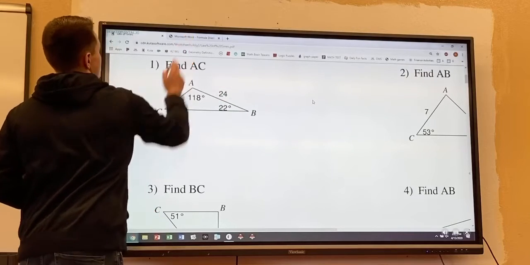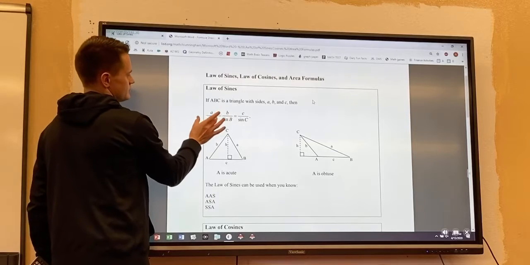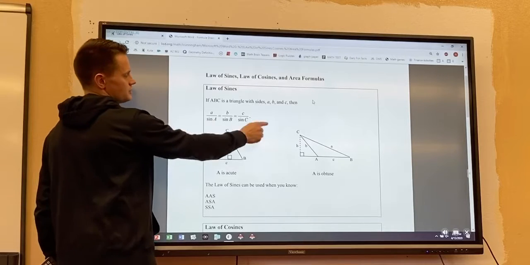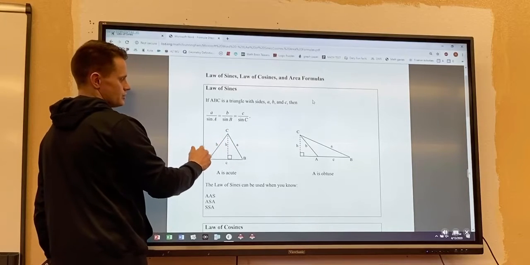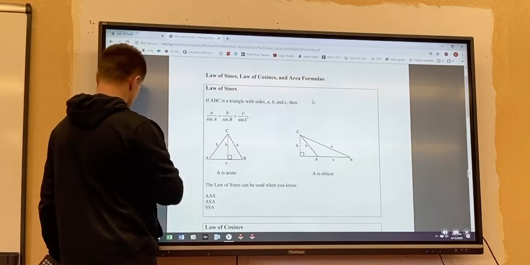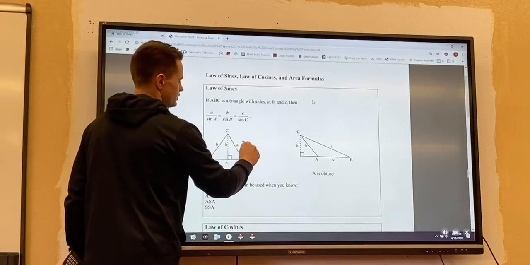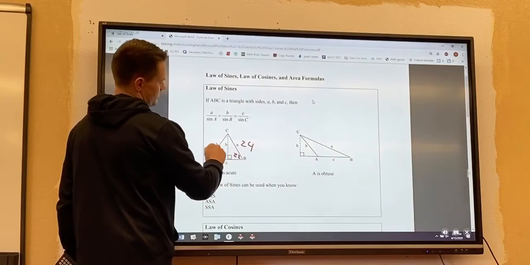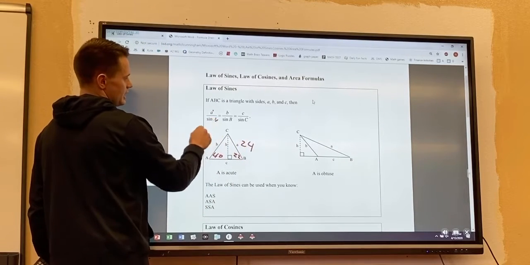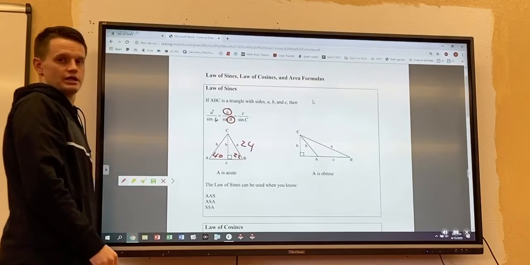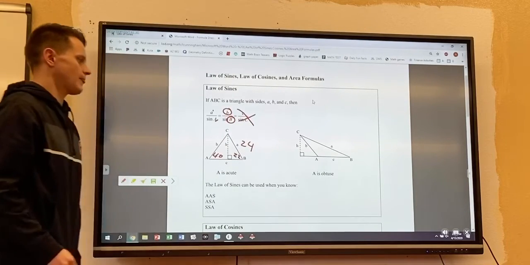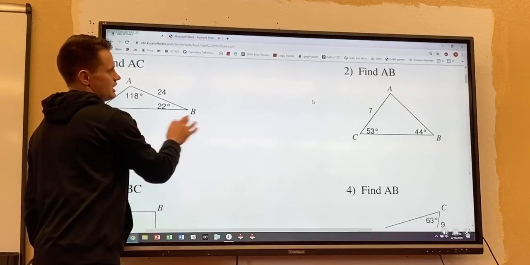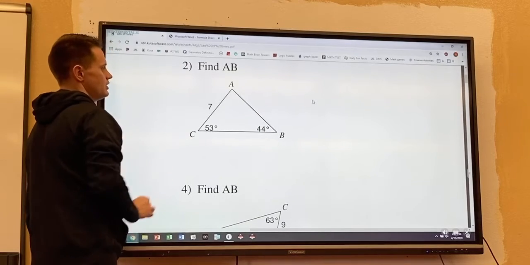So even though you have a over sine of A is equal to b over sine of B is equal to c over sine of C, you're not having to use all three of them each time. For example, if I knew here that a was the 24 that we just solved for, and this was 40, and this was the 22, I'm only going to use a and b in my calculations. I don't have to worry about anything here, okay? We'll run through one more example over here, and hopefully that will be enough information to help you out.